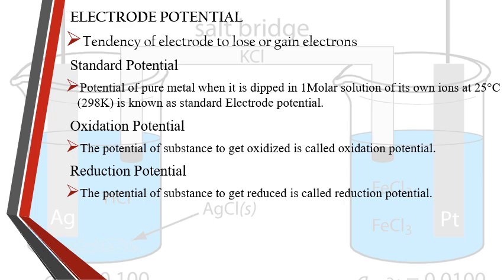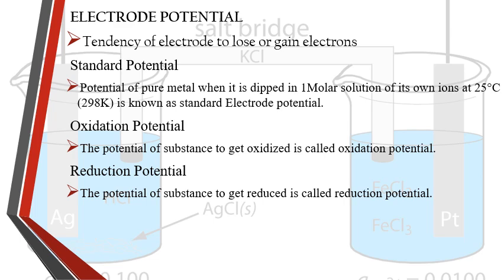Oxidation potential refers to the tendency of a substance to lose electrons and thereby get oxidized. It is the potential required to remove electrons from an atom or ions in electrochemical terms. A higher oxidation potential indicates a greater tendency for the substance to lose electrons and undergo oxidation.